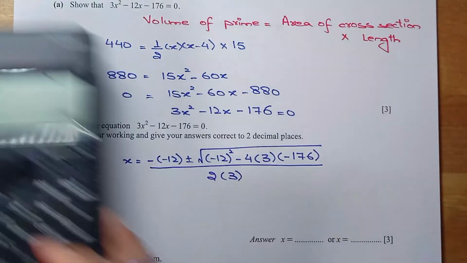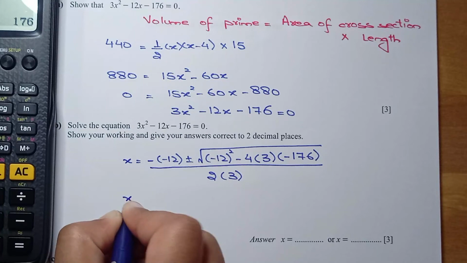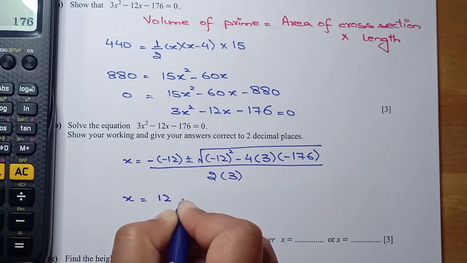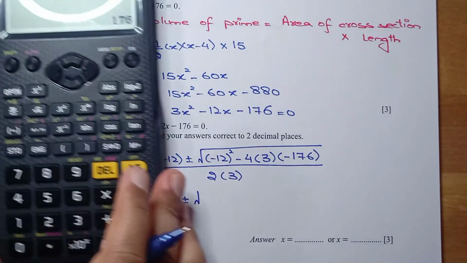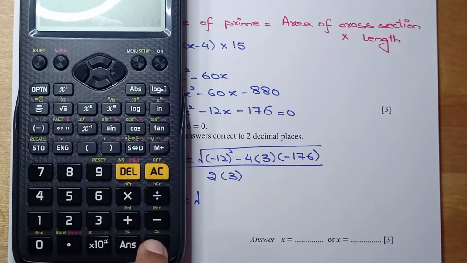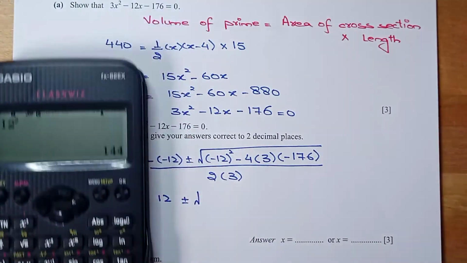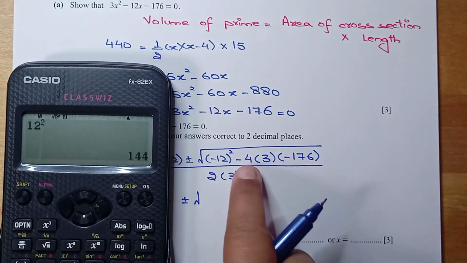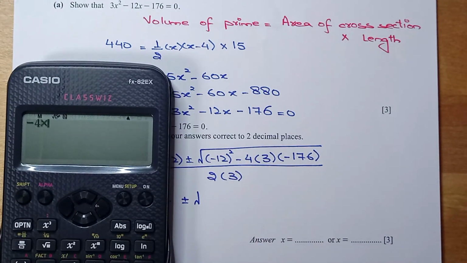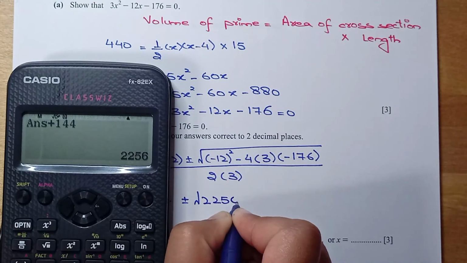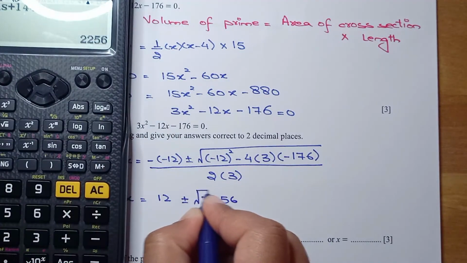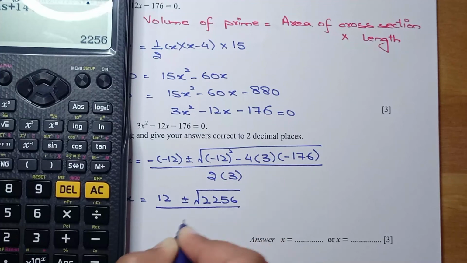Okay, let me simplify it. So x would be equal to positive 12 plus minus square root. So we know that 12 square is 144, right? Yes, 144 is 12 square. Now let me solve this term. Minus 4 times 3 times minus 176. And then add 144. We have 2256 in the square root. And then dividing by 2 times 3 is 6.